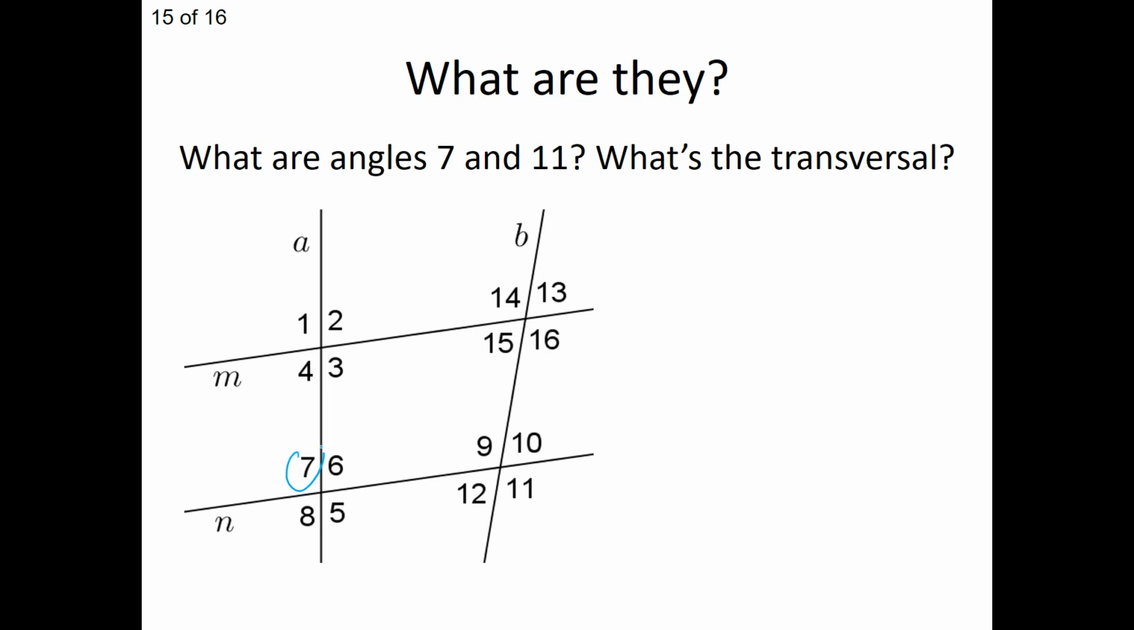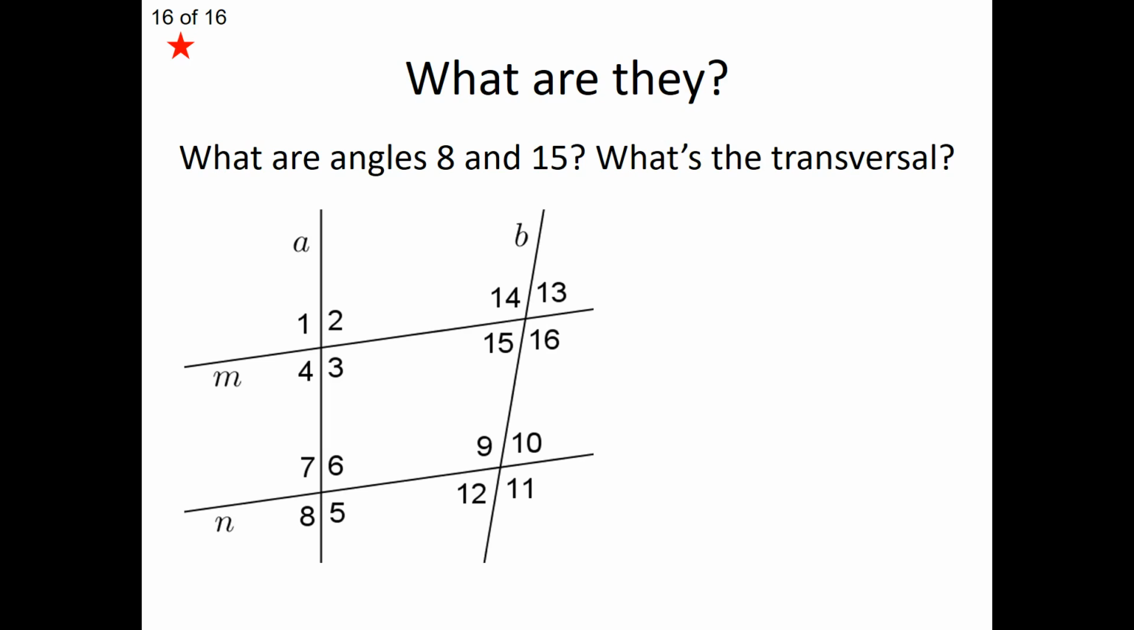A couple more. Let's look at angles 7 and 11. Angles 7 and 11 share a transversal. They share line N. And in this case, if they share line N, that means A and B are the non-transversals. That means the interior space is here. Well, the 7 and 11 angles then are not interior. They have to be exterior. They lie on opposite sides, which means these are alternate exterior angles.